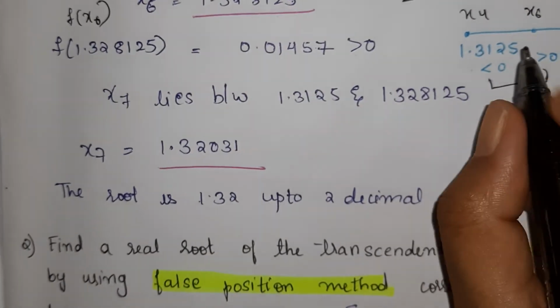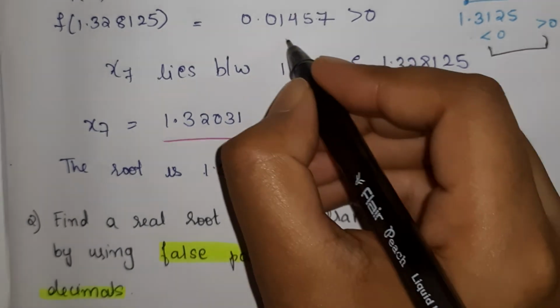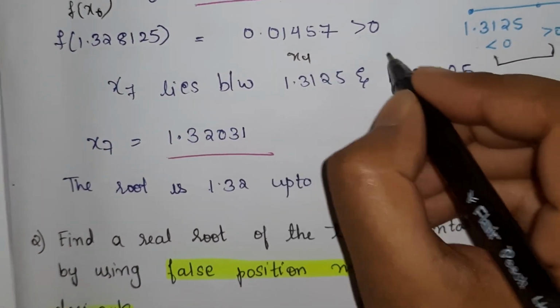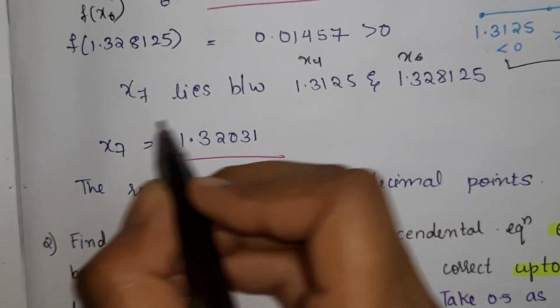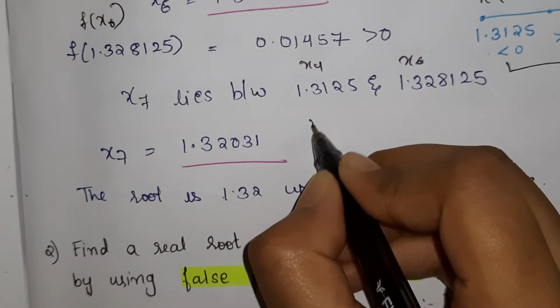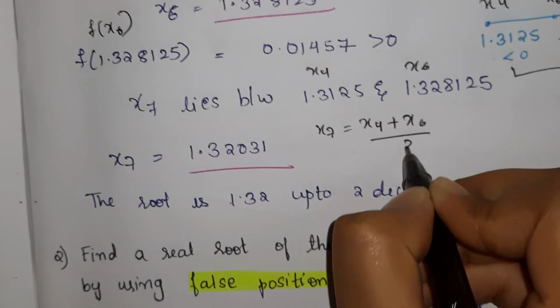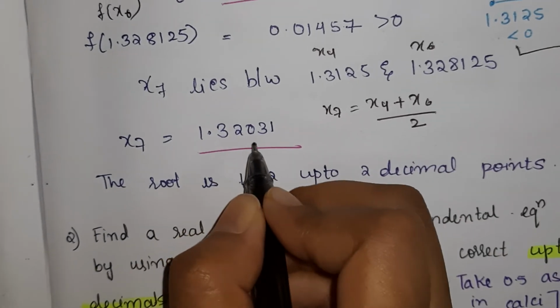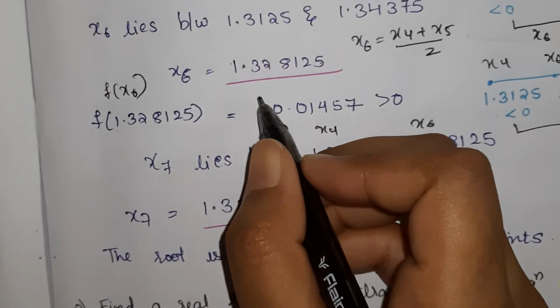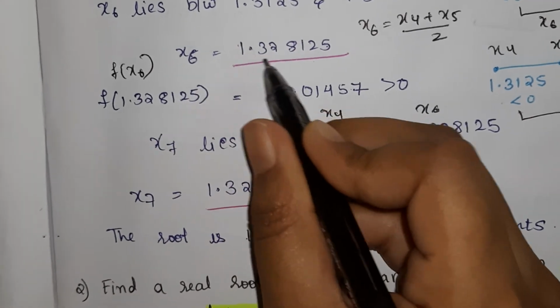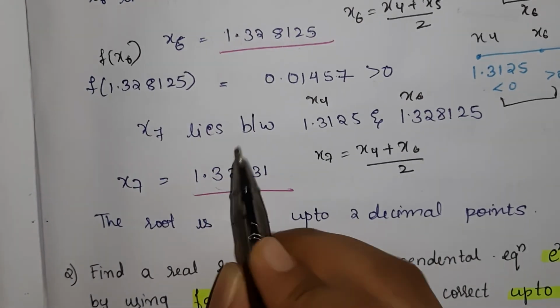Since we found f of x6 greater than 0, now the root lies between x4 and x6. Now what we have to do is x7 is equal to (x4 + x6)/2. We got 1.3201 and compare this one. This is 1.3, 2 decimal points we got same here. See, so we can stop here.